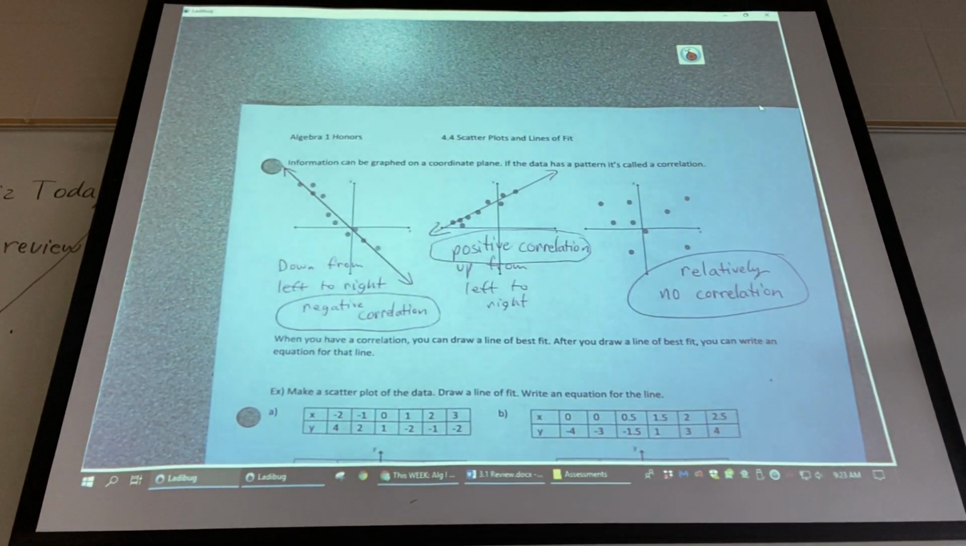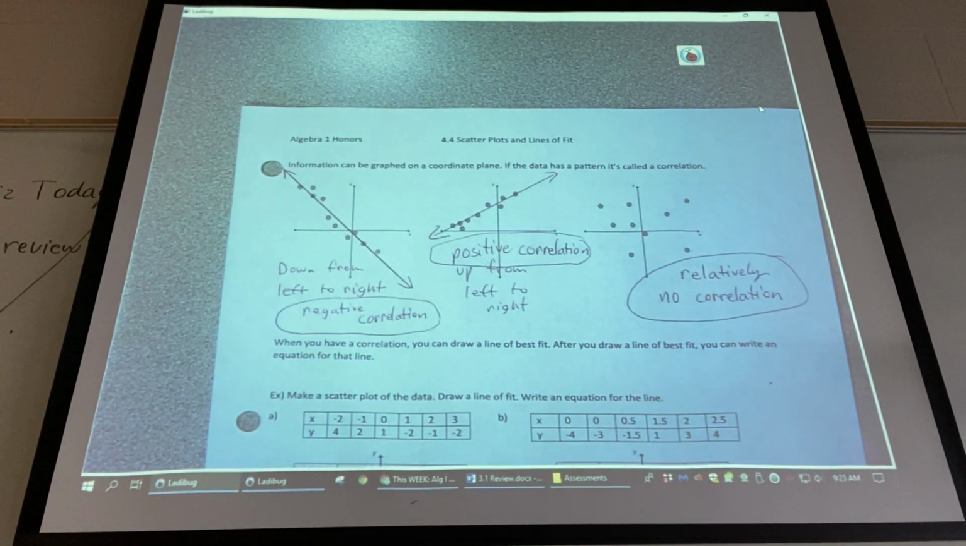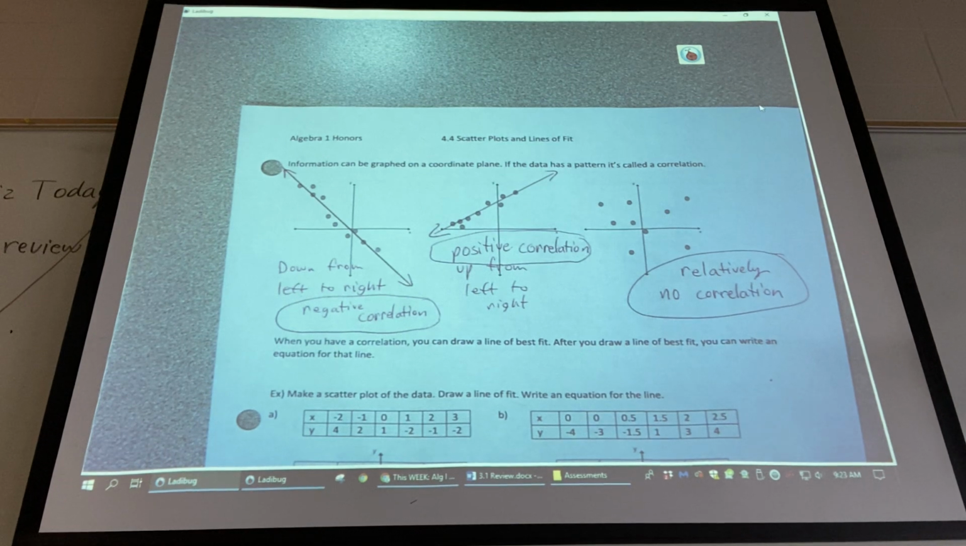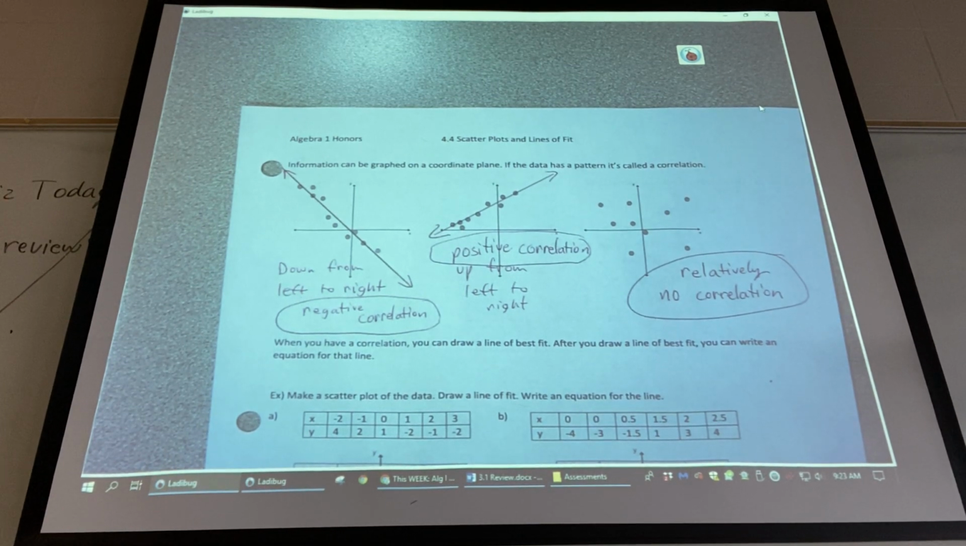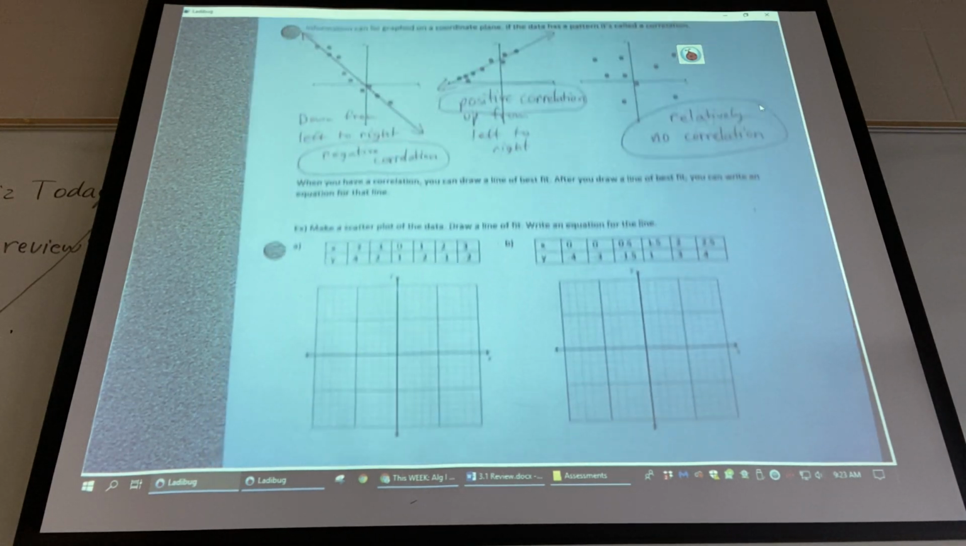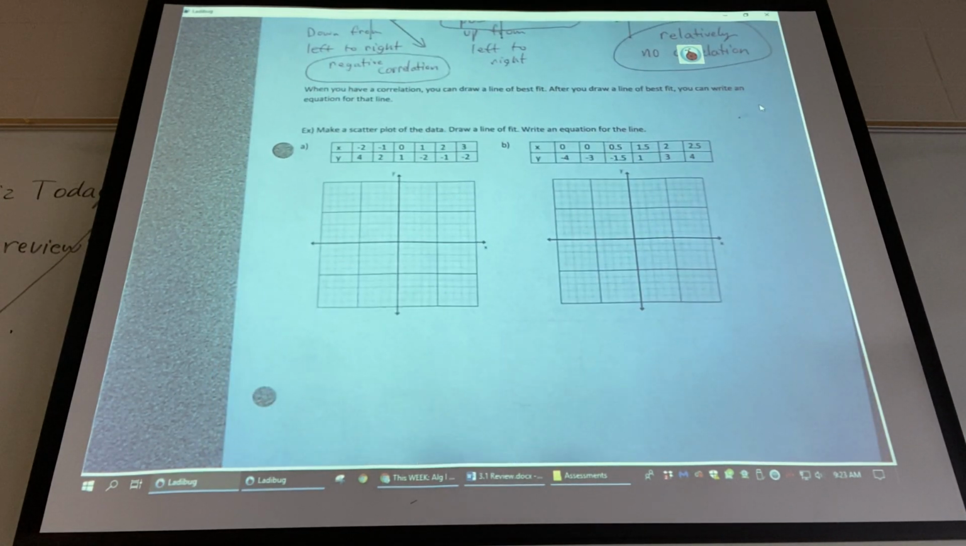All right, it says when you have a correlation, you can draw a line of best fit. After you draw a line of best fit, you can write an equation for that line. So that's why this is in chapter 4, is because once we draw our line of best fit, we are going to write an equation. So let's look at a couple of example A's. It says make a scatter plot of the data, draw a line of fit, write an equation for the line.